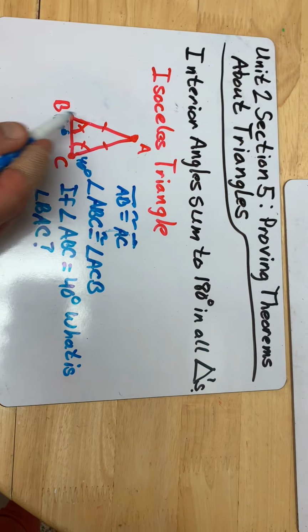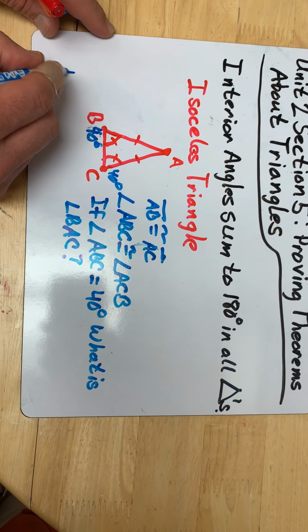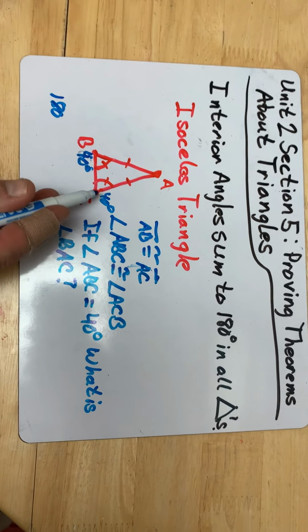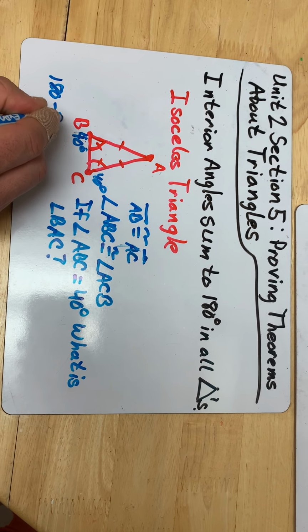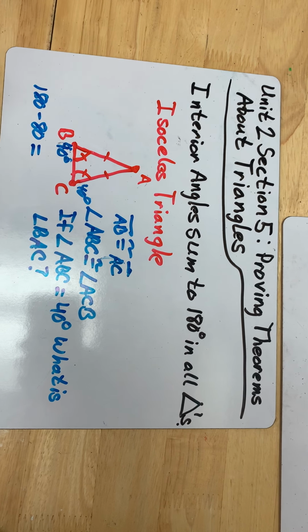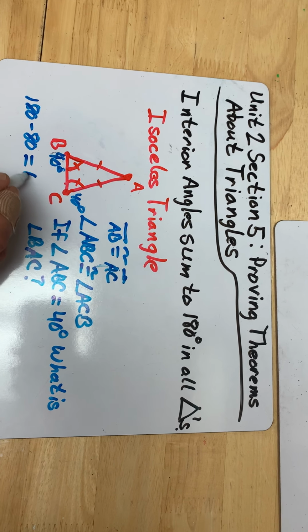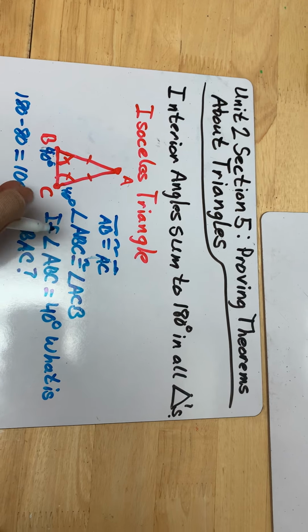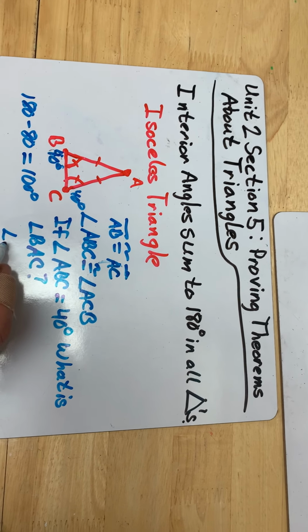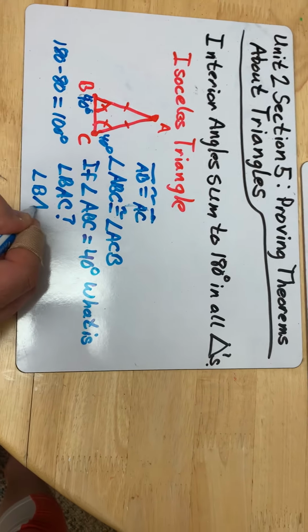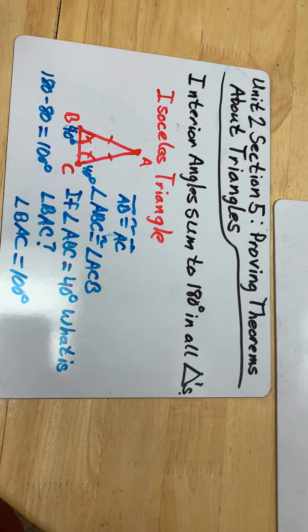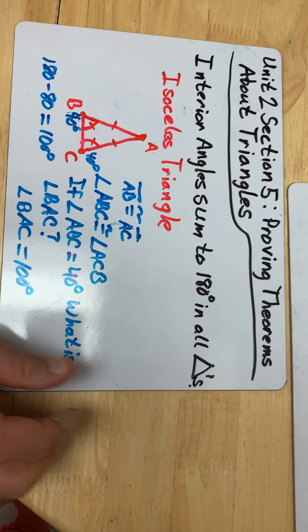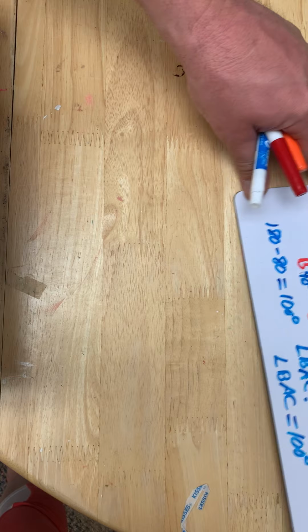So if they all add up to 180, we should be able to subtract the sum of these two angles, which 40 and 40 is 80, and that gives us what's remaining. 180 minus 80 is 100 degrees. So angle BAC is equal to 100 degrees. You should be able to do that comfortably in all triangles. Okay, little review. Now on to something a little bit different here.